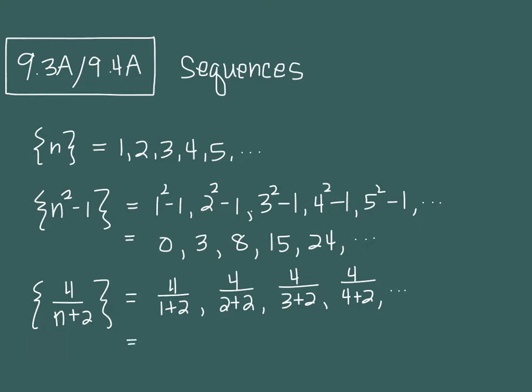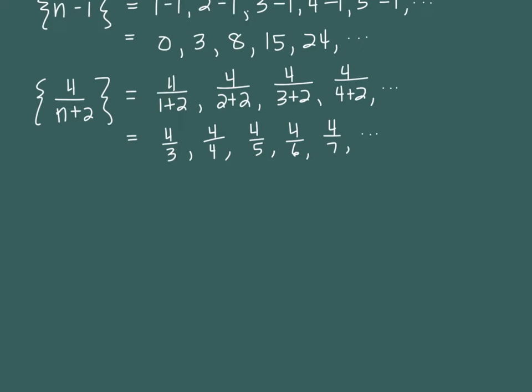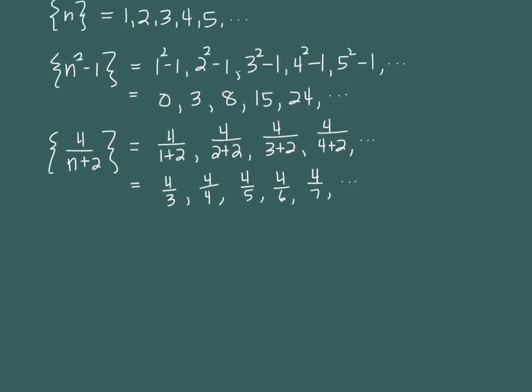So that generates the sequence 4 thirds, 4 fourths, not 4 fifths. Let's get that right. 4 thirds, 4 fourths, 4 fifths, 4 sixths, and we could follow the pattern and we would have 4 sevenths, etc. So the 4 stays consistent in the numerator, but you can see the denominator is progressing by 1. So these are different kinds of sequences.